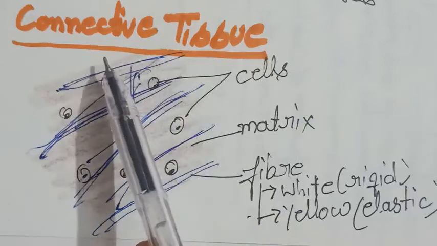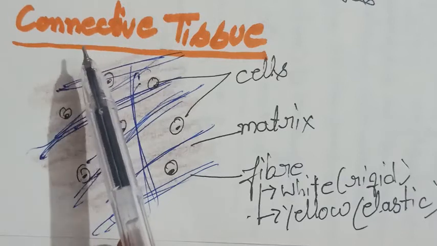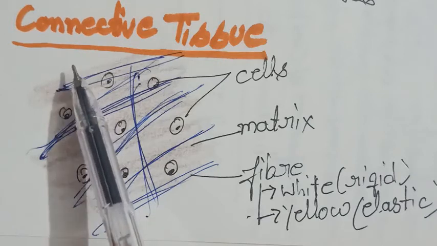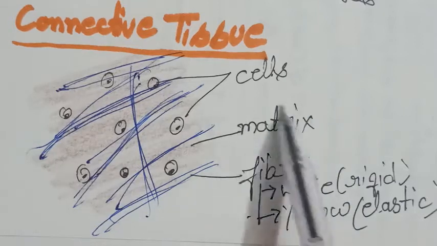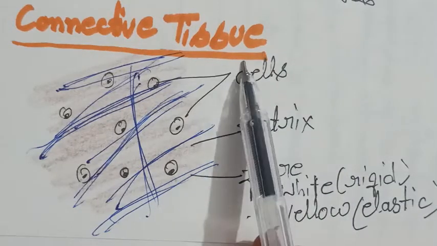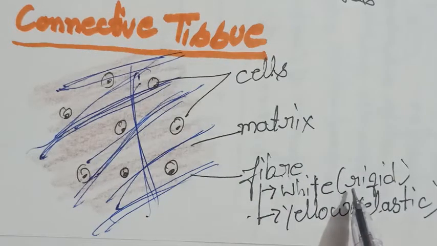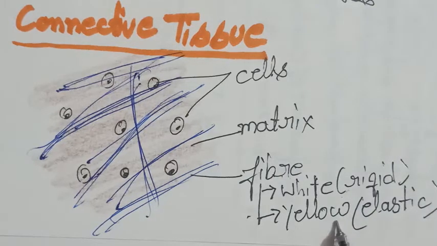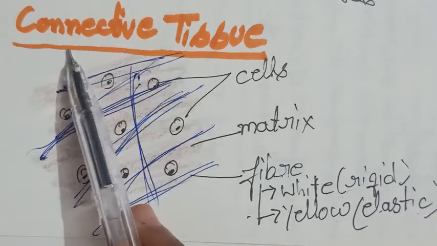So student, next topic is connective tissue. As the name indicates, this tissue connects various tissues together in any organ. It is characterized by a number of cells, large intercellular spaces, ground substance or matrix, and white and yellow fibers. White fibers are rigid in nature, rigid means tough, and yellow fibers are elastic in nature. So these three structures are the characteristic of connective tissue.